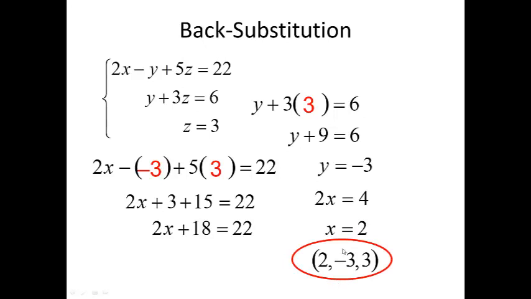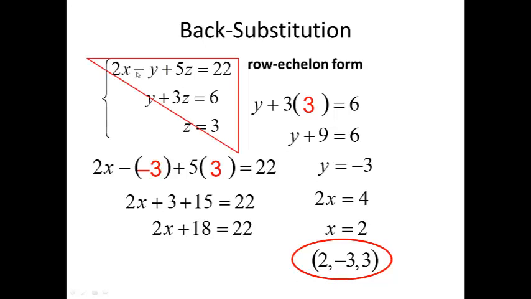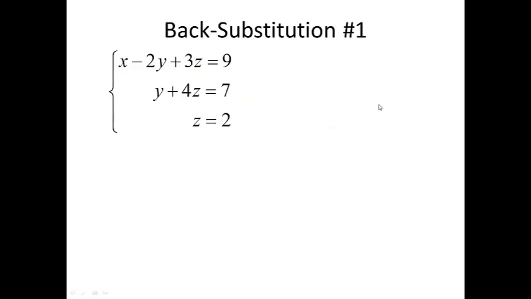So now my final answer, writing it in alphabetical order, x, y, z: x is 2, y is negative 3, and z is 3. Okay, this is easy when we have it in row echelon form. So you want them to look like this. Well, what happens if they're not in row echelon form? You see this triangle where you have only one variable down here, two variables, and three variables. So here's one. Do this one, and then we'll try to do one that's not in row echelon form.